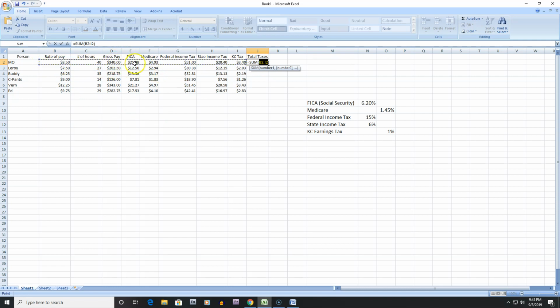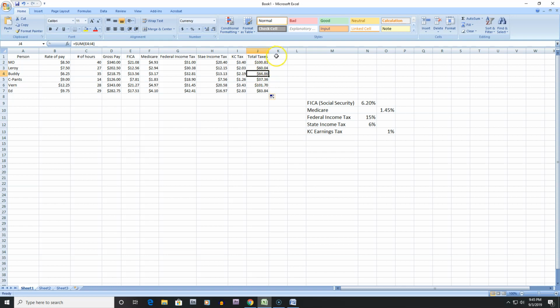And so it has all these, and so I can just come here and then drag over. I want to go from E2 to I2. I hit enter, right? And now it sums up my taxes there. And I'm going to drag this down. And so those are your total taxes, and that's how you can use the auto sum.